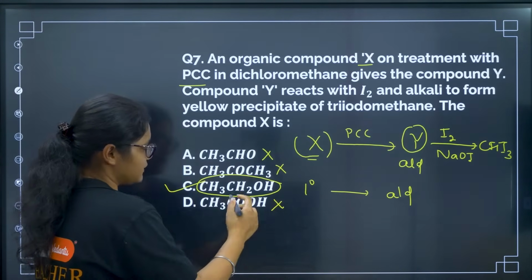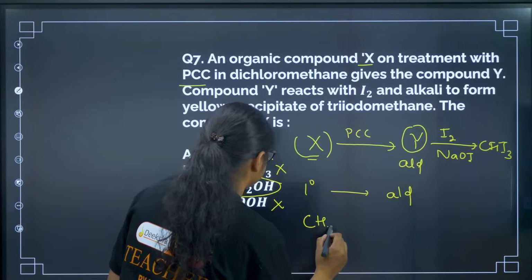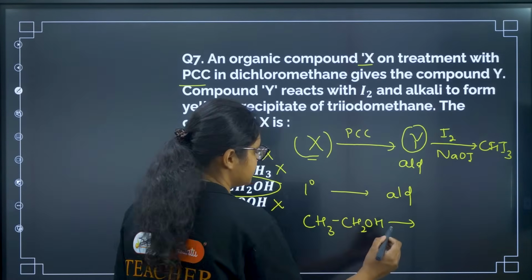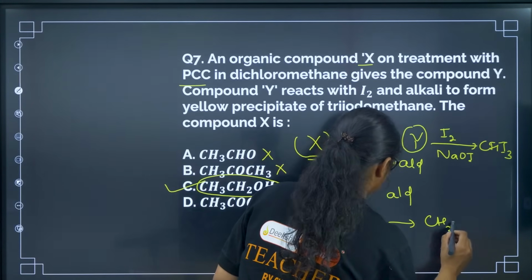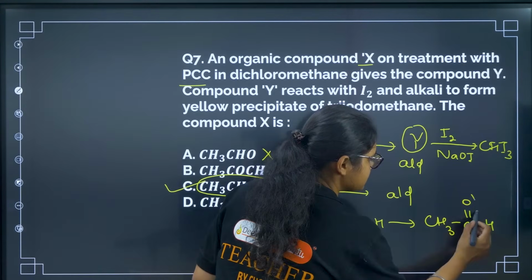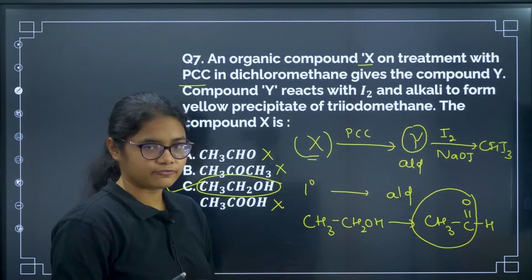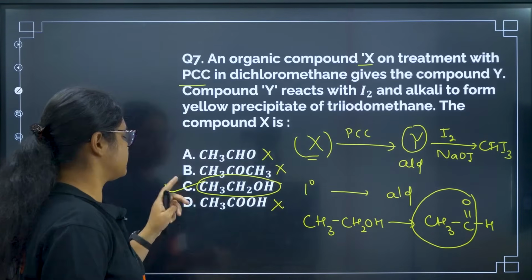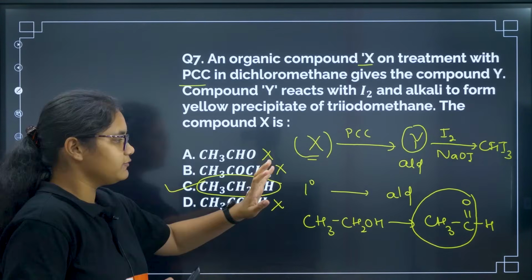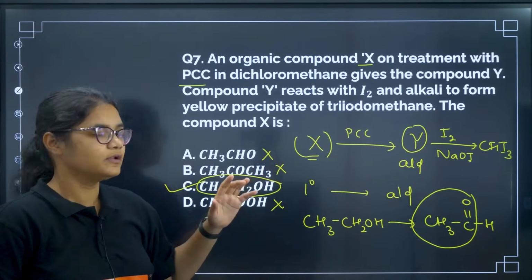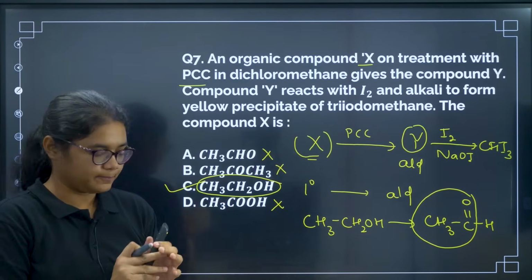So now we can write down the reaction. It is CH3CH2OH. When it reacts with PCC, we will get CH3CHO, right? Now you see this part is having the CH3CO group, so it will show the iodoform reaction. So we will get this yellow precipitate. So the correct answer for this question is option C. So even if you don't know the second part, you must know that PCC reacts with primary alcohol. So the correct answer will be option C.